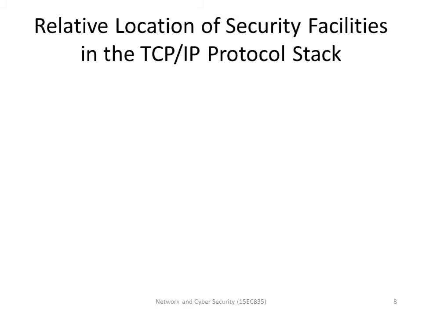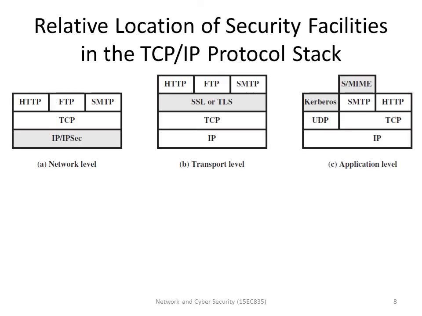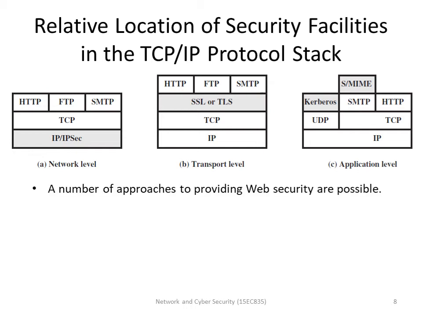Friends, in our earlier two lectures, we have seen the OSI model and what the TCP/IP protocol stack is. So let us see how we can build security features into the layers of the OSI model: how security can be built at the network level, at the transport level, and at the application layer.